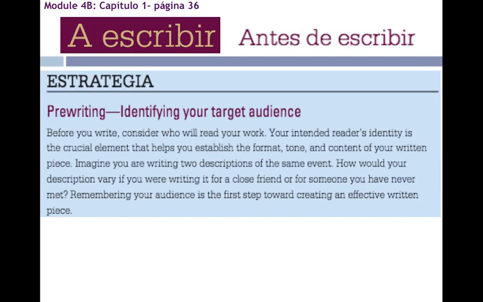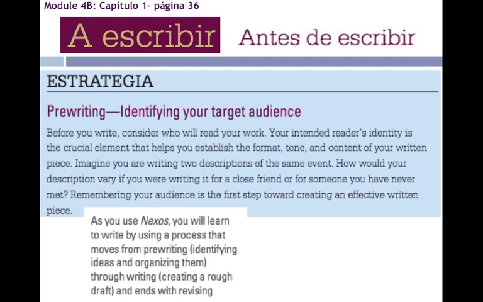Imagine you're writing 2 descriptions of the same event. How would your description vary if you were writing it for a close friend or someone you've never met? Remembering your audience is the first step toward creating an effective writing piece. As you use Nexos, this online material that we're using, you'll learn to write by using a process that moves from pre-writing, identifying ideas and organizing them, through writing, and ends with revising or revisions.